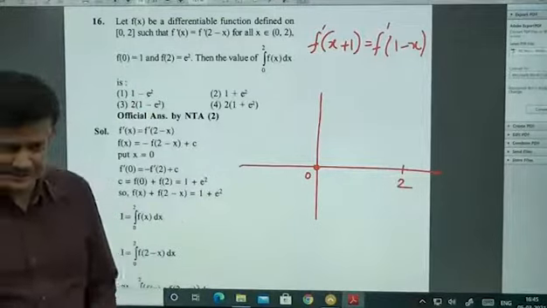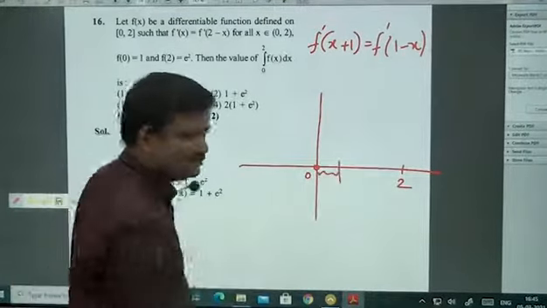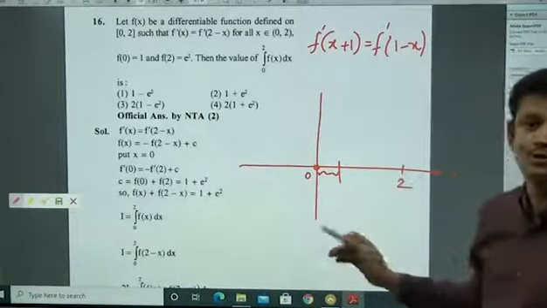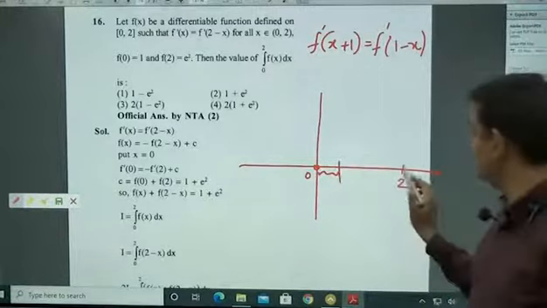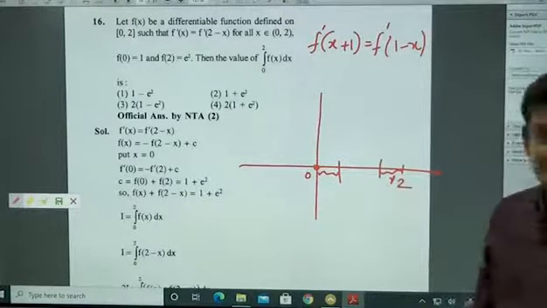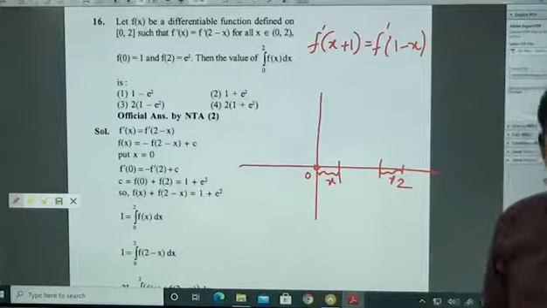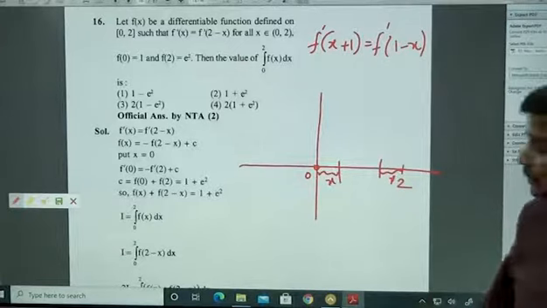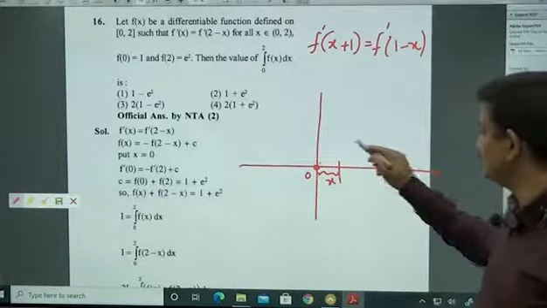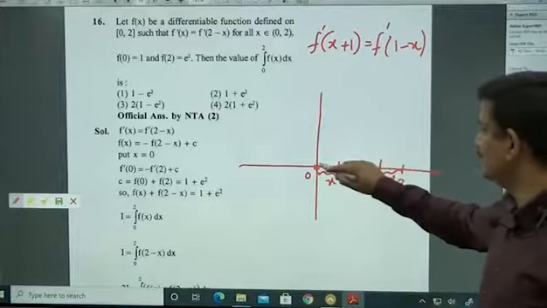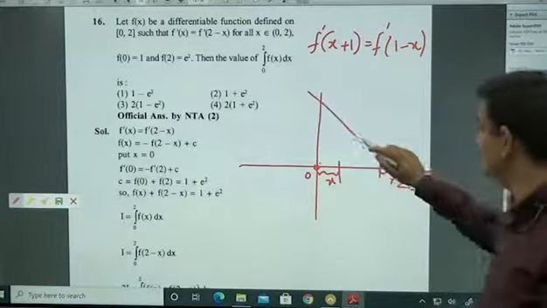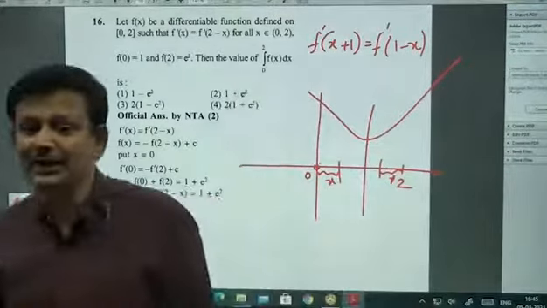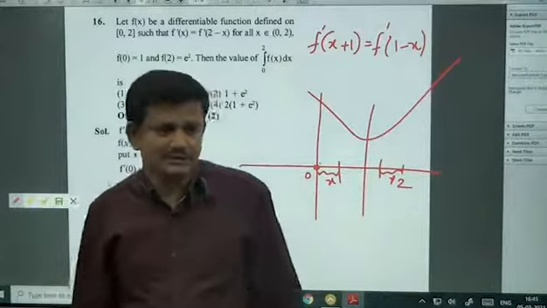f(x) means x units from 0. Whatever is happening x units after 0 is happening same at 2 minus x. 2 minus x means what? x units before 2. Yes or no? Whatever is happening x units after 0, same thing is happening x units before 0. So if this is 0 here, it will also be 0 here. If it is 1 here, it will be 1 here. So how will be the curve? There will be again some symmetry about the midpoint. There will be symmetry about the midpoint for f'(x).